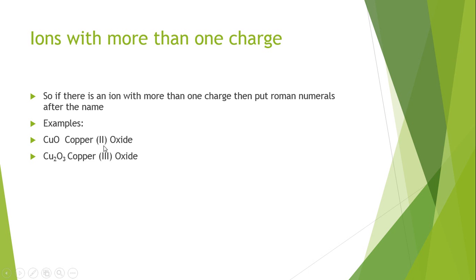Kind of an extra little helpful hint, if you see something with Roman numerals, you don't have to look it up on the ion sheet. Like if you see copper(II), then you know it's going to have a charge of +2. If you see copper(III), it's going to have a charge of +3. Just a little heads up.